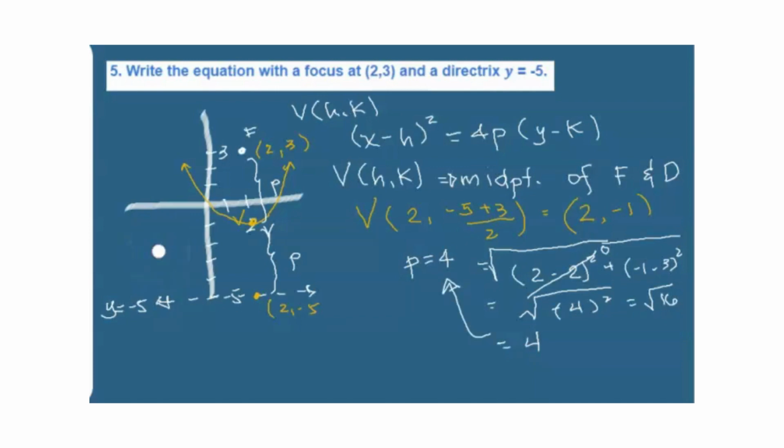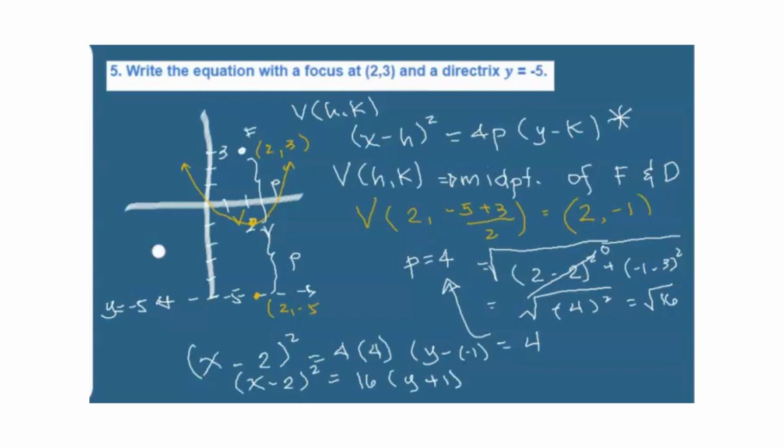Now that we know p, we can substitute everything that we know in this standard equation. So (x minus 2) squared is equal to 4p, which is 4 times 4, times (y minus -1). So (x minus 2) squared is equal to 16(y plus 1). So this is the answer.